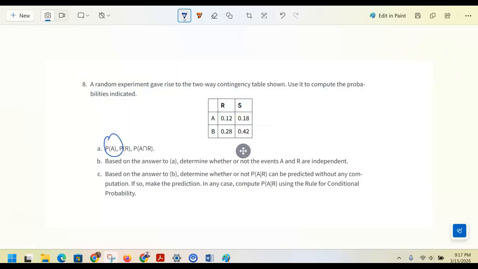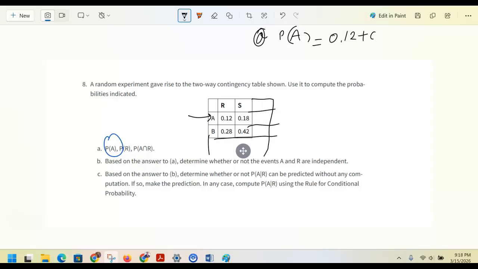First question: what is the probability of A? The probability of A is, we'll have to add this way. I can make one more column here to show. That means you are adding 0.12 plus 0.18, and if you add, you get 0.3. So you can write this: this is 0.3.